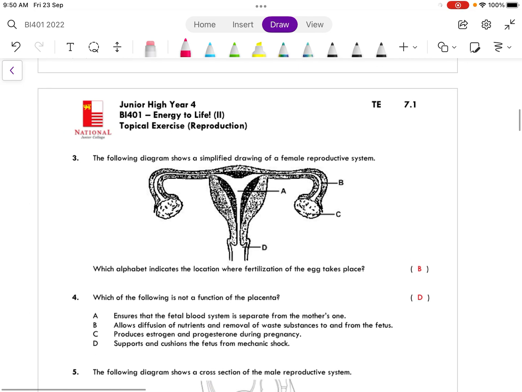Which of the following diagram? Okay, the following diagram shows a simplified drawing of a female reproductive system. Which alphabet indicates the location where fertilization of the egg takes place? Fertilization of the egg takes place at B. One might think it takes place at A, but actually that's a bit too late. It actually takes place at B, fertilization. After that, it already starts to develop and grow into a blastocyst, which is a ball of cells, and then it will embed itself in the uterine lining after developing into a blastocyst. So B is the answer.